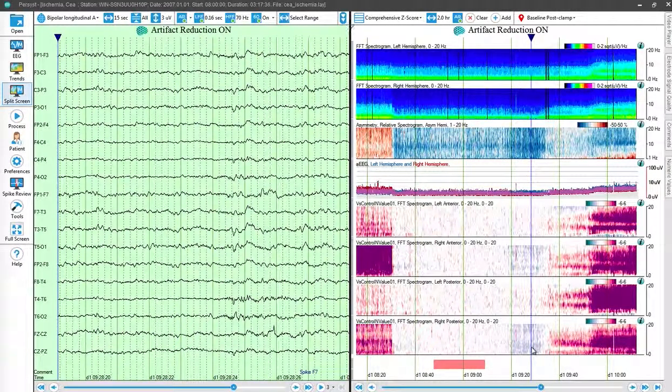But there's context. So in other words, if we're comparing awake and asleep, obviously those would be different. So we want to keep in mind patient state.